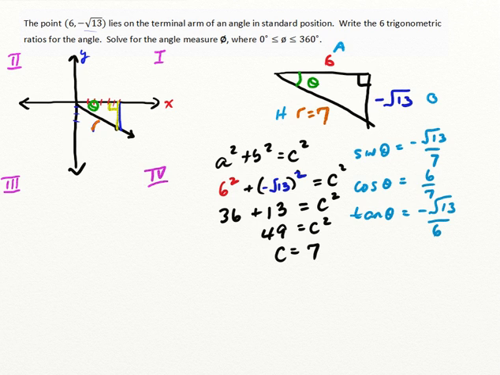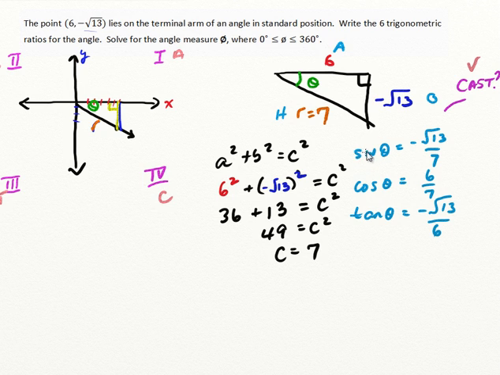Now, right at this moment, let's do a quick CAST check. Remember the CAST rule: C, A, S, and T. In quadrant 4, the only trig ratio that should be positive is cosine. Looking at the values here, sure enough, cosine is positive 6/7. The other two are negative, so I'm okay with the CAST rule check. Those ratios are good.